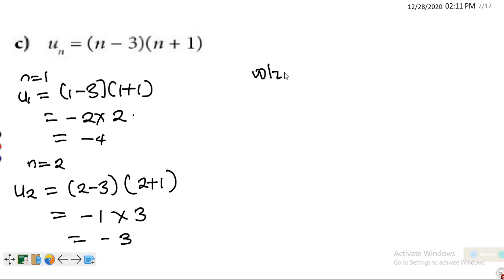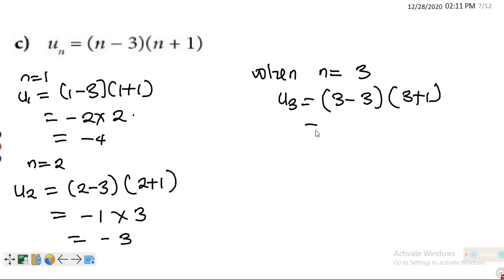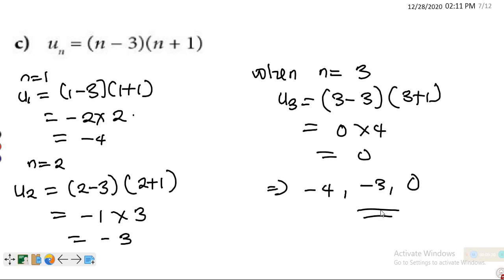And when n equals 3, we have u3 equals 3 minus 3 into 3 plus 1, which is 0 multiplied by 4, which is 0. Therefore the first 3 terms of the sequence are minus 4, minus 3, and 0. So given the nth term of a sequence, you can find any term of the sequence by substituting the values 1, 2, 3 for n.